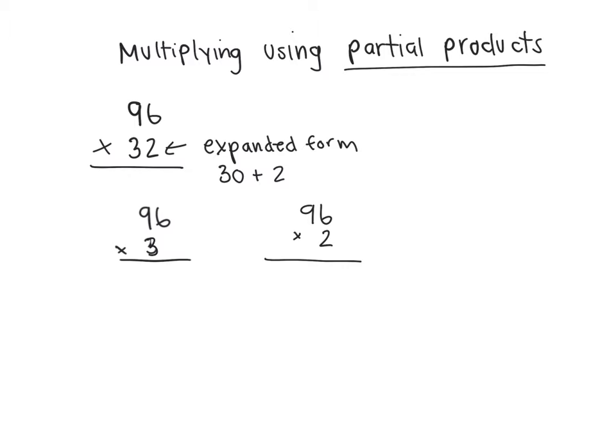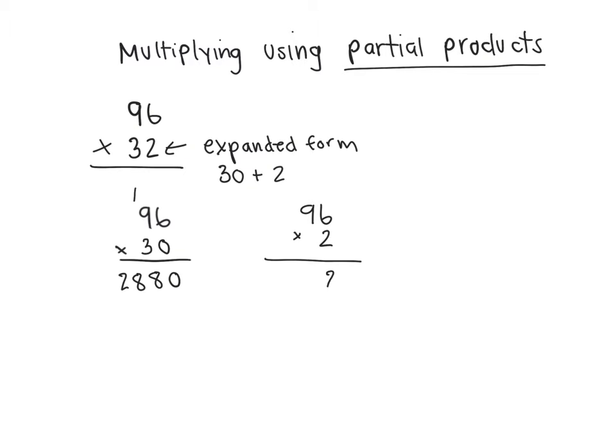So 6 times 3 is 18. Plus carry the 1. 9 times 3 is 27, plus 1 is 28. And then I'm going to add the 0 to the end that was there before. Then I'm going to go over to this one and do 96 times 2.